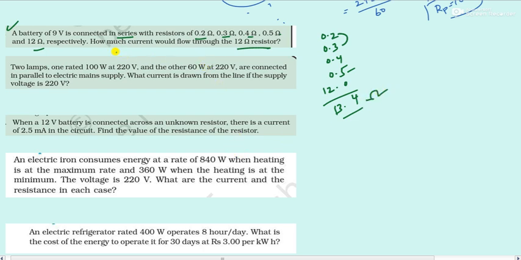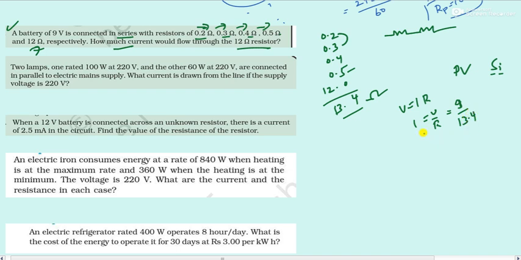Now current they have asked. So current remains the same with all of these because they are in series. In series connection, current is the same. So whatever current is going through this, it will be the same through this, and also the 12. So find that current. V is IR, again I is V by R. So V is how much? 9 divided by R, which is 13.4. So this much you can write. I is this many ampere, or else you can also solve this.